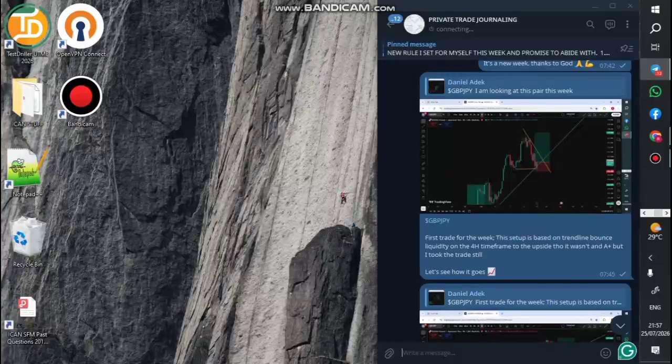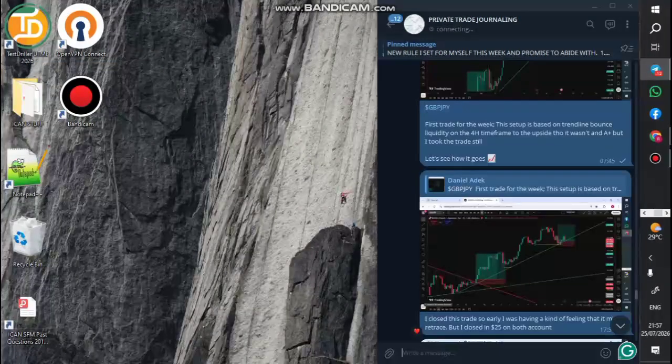I saw a bounce liquidity on the 4 hour time frame to the upside, though it wasn't an A plus setup. My A plus setup is a breakout and retest, a 3 touch point breakout, or a breakout and retest. That's my A plus setup. But this was a bounce liquidity. This is part of my setup, but it was not my A plus setup. So I said I'll take the trade and see how it goes, and I was in.